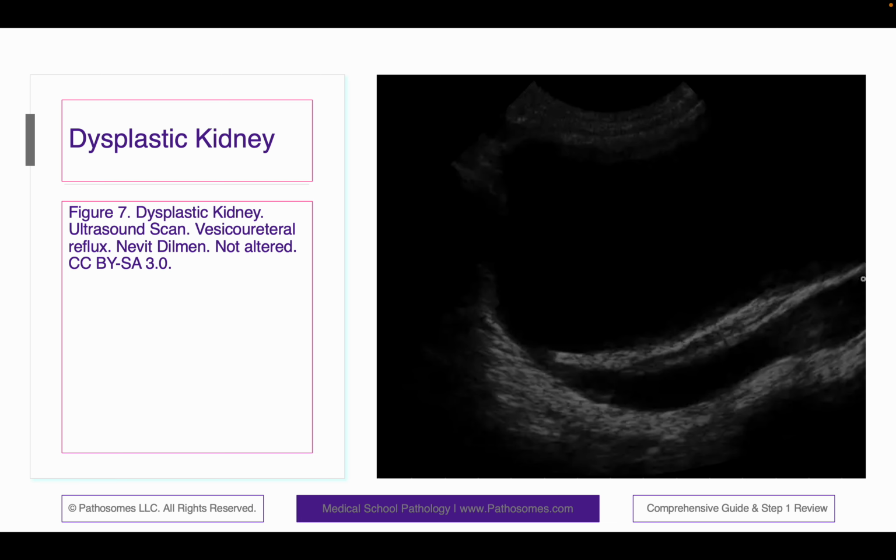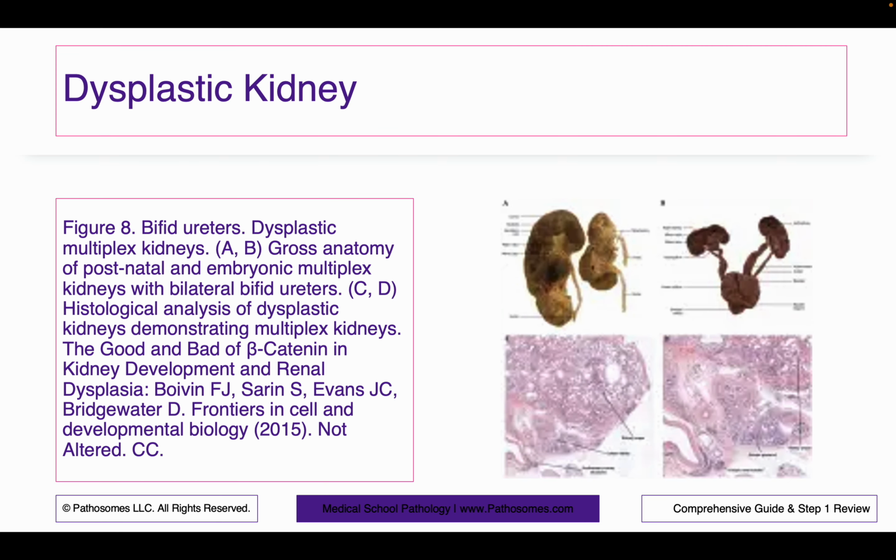Here we see the ultrasound scan showcasing vesicoureteral reflux. And here we have imaging from multicystic dysplastic kidneys, both grossly and at the microscopic level.